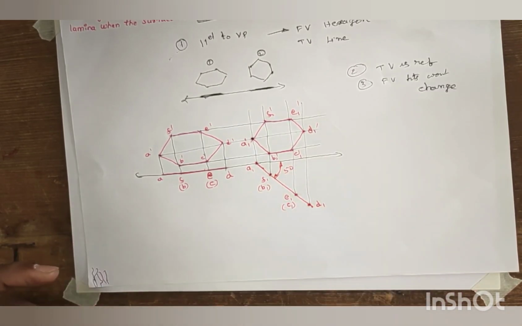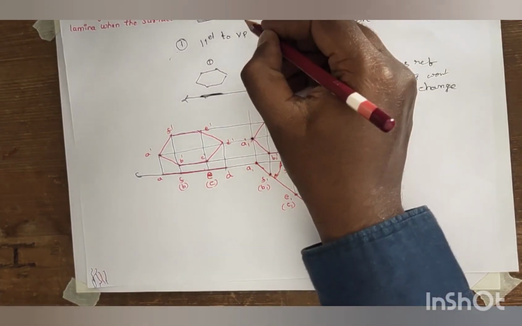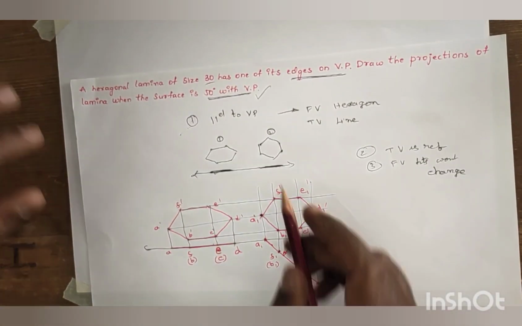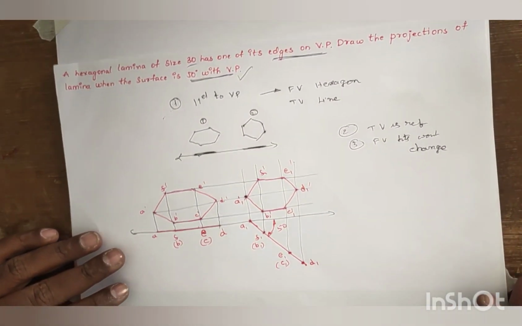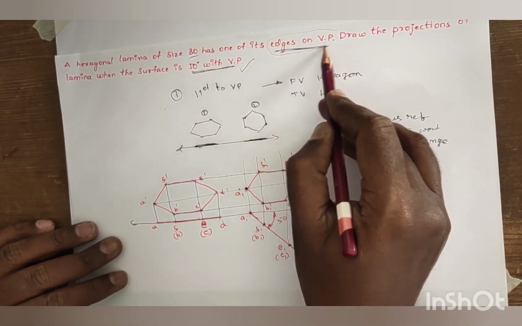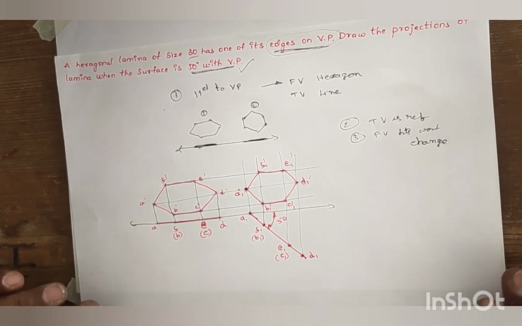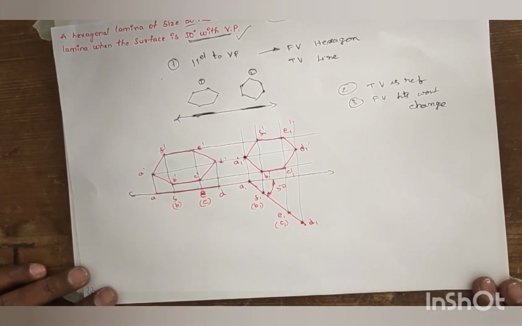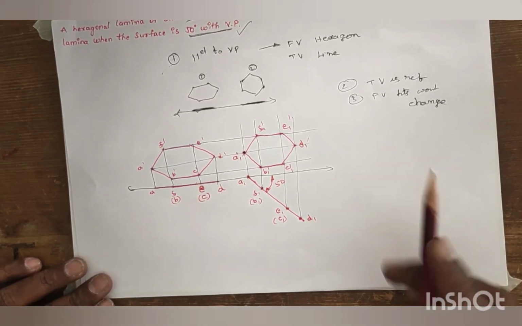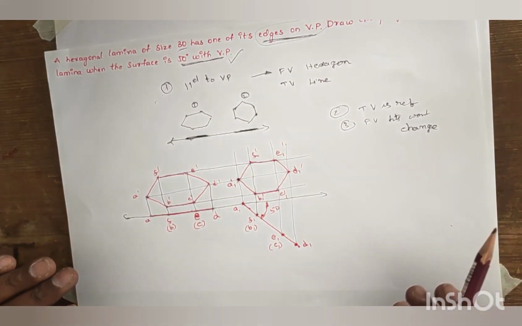So in the problem, what all are given? Let's check it once. The surface is 50 degrees to VP. Yes, the surface is 50 degrees to VP. I made it. This statement is correct. Now the problem says the edge is on VP. Is it satisfied or not? No. Why? How are we able to say the edge is not on VP? Edge is on VP, they said.